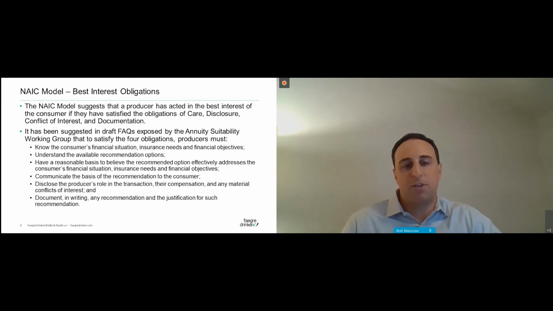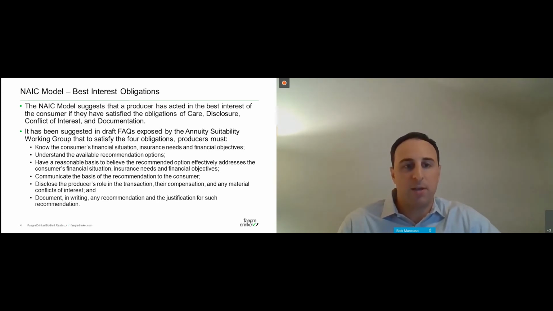The conflict obligation, the third obligation. At a very, very high level, the producer cannot place the producer's or the insurer's financial interest ahead of the consumer's interest, ever. I think a hallmark of this model and of this standard is that the consumer's interest is what matters, and that's a dead stop right there. So producers and insurers' financial interests can never come ahead of the consumer's.